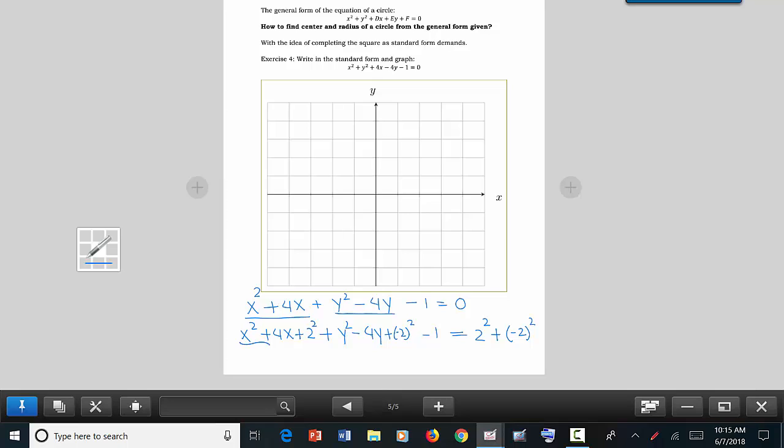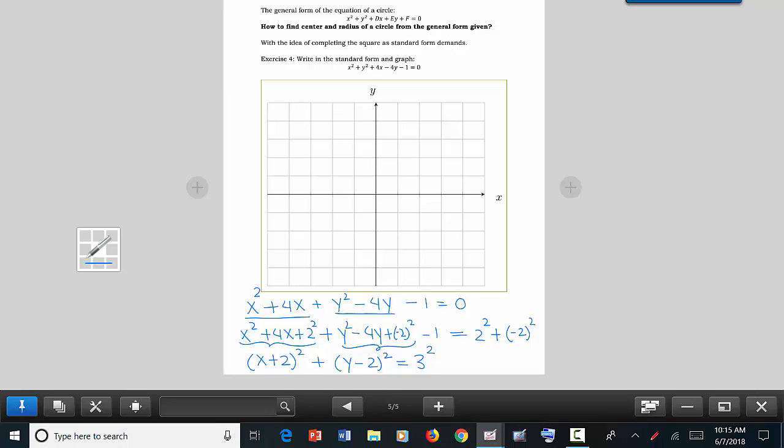And these three terms will complete the square. In fact, it is (x plus 2) squared. Plus, these three terms will complete the square, so that will be (y minus 2) squared. Let's add 1 on both sides. Then 2 squared is 4, negative 2 squared is also 4, that makes 8. Adding 1, that is 9. So we can write 3 squared.